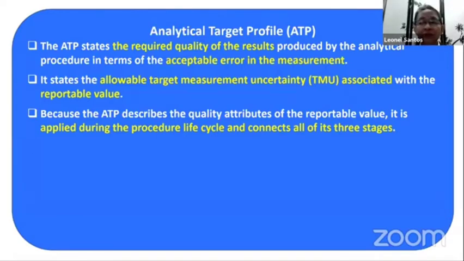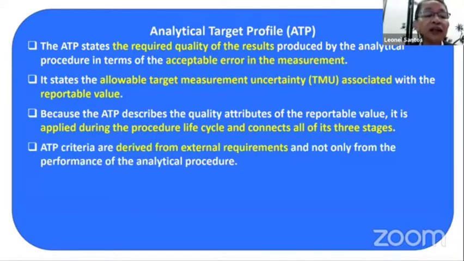I mentioned stage 1, 2, and 3. And then the ATP criteria are derived from external requirements and not only from the performance of the analytical procedure. If you are familiar with method validation, you understand the use of what is called the analytical performance characteristics: the accuracy, linearity, limit of detection, and so on. But those are what is termed as internal requirements. The ATP is derived also considering the external requirements.